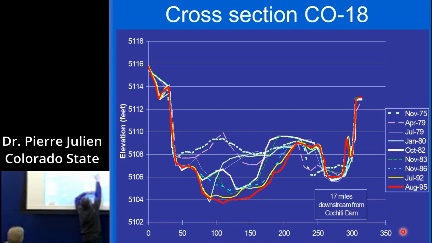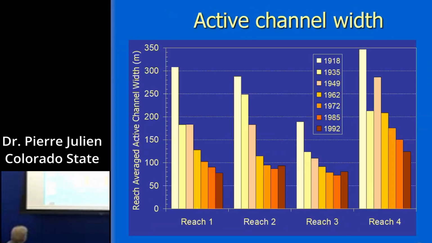As the water level goes down, now you get a narrow and deep channel. Does that make sense? It's through incision. Incision is the process that is leading the river to become narrow. So this is the active channel width. The river used to be about 300 meters wide, 1,000 feet wide, and it went down to about 70, 80 meters, depending on where, different locations here, very systematically throughout the river.